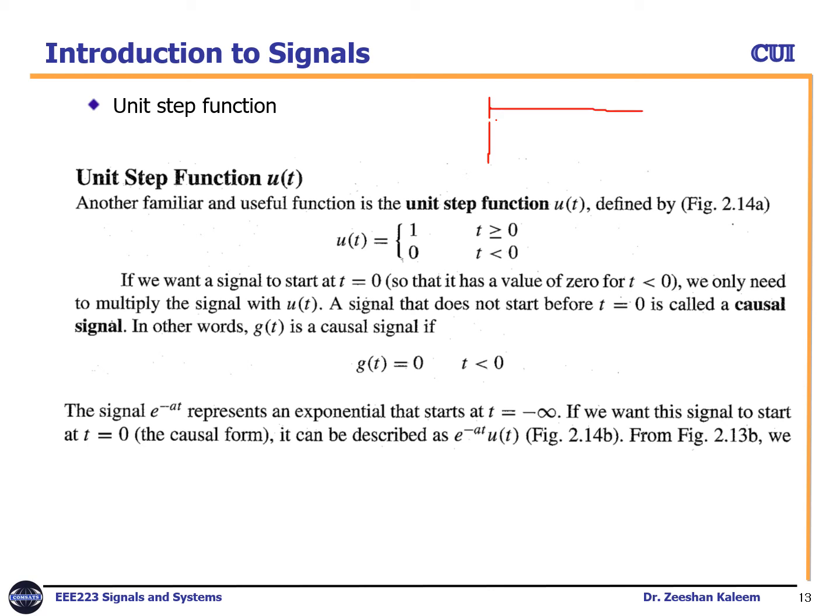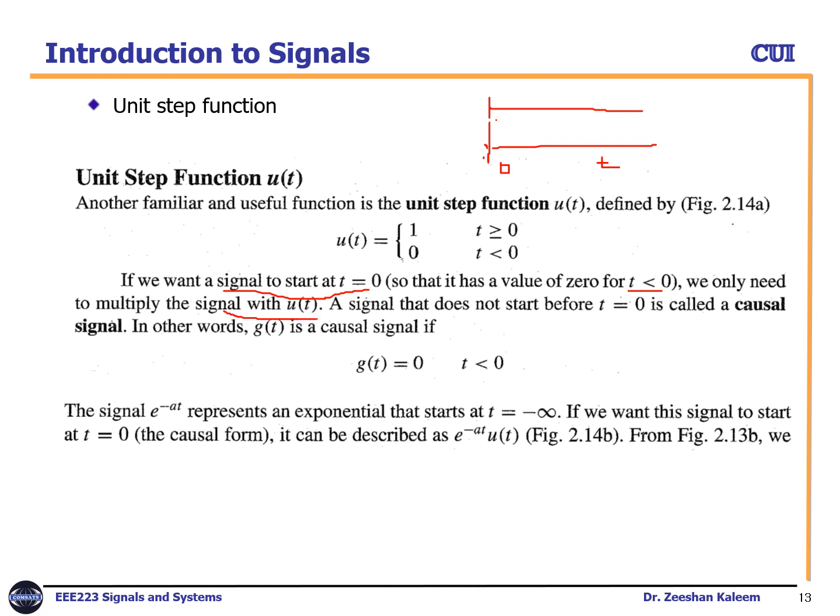So this is how it looks. For example, this is the time axis. It will be 1 when t is equal to 0, and it will be 0 when t is less than 0. So this is 0. When t is greater than or equal to 0, it results in 1, otherwise it's 0. If we want a signal to start at t equals 0, so that it has a value of 0 for t less than 0, we only need to multiply the signal with u of t.